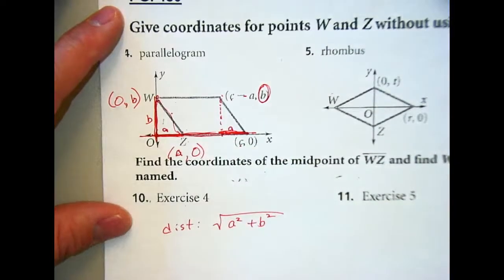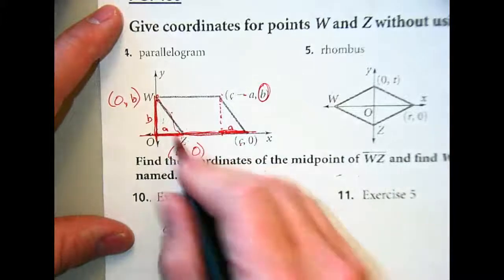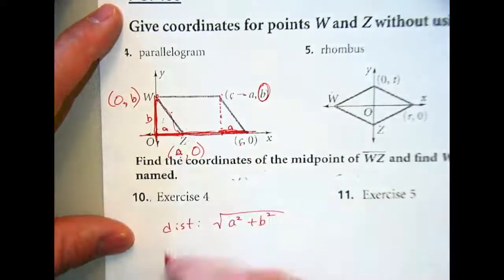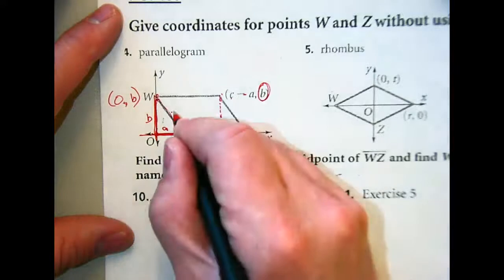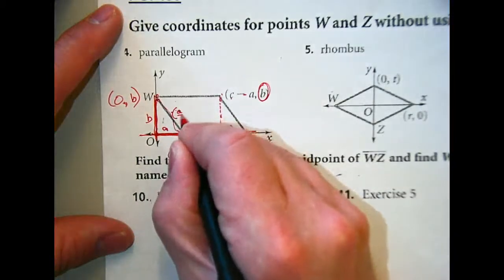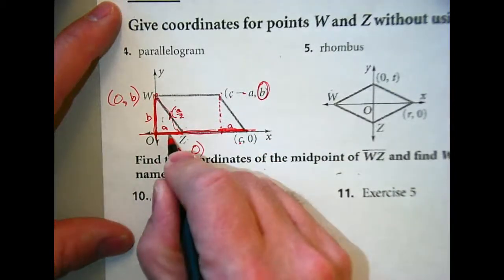Midpoint. Well, we have to take A and add it to 0. We get A. And then cut it in half. A over 2. Or the other way to think about it, if I'm getting to this point here, I have to go halfway on A and how far on B?